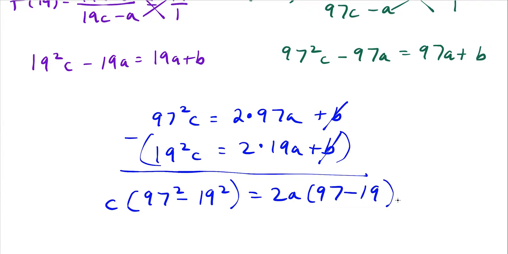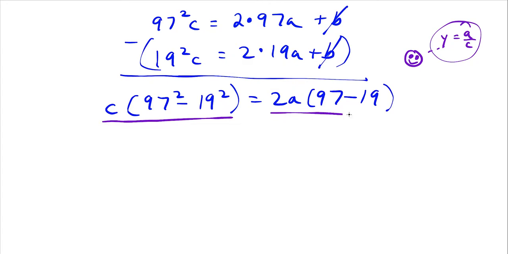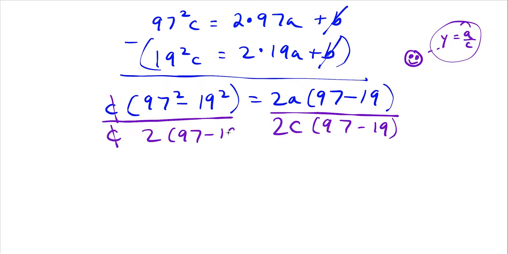And now we have to think back to before. If we remember what we said before, the horizontal asymptote in f of x is going to be y equals a over c. So that tells me algebraically we want to solve for a over c, which are the only two letters we have left. So if I want to build a over c, I'm going to divide both sides by c to cancel this out, and now I'm going to move this stuff to the other side. So I'm going to divide by 2 times 97 minus 19.